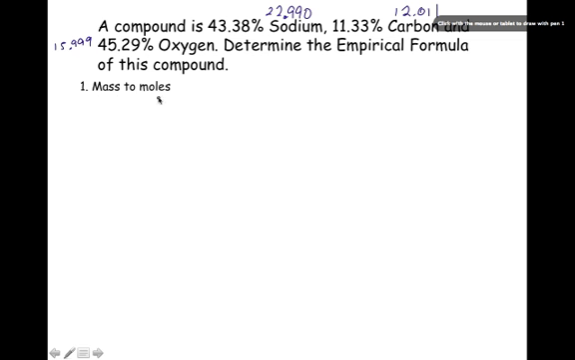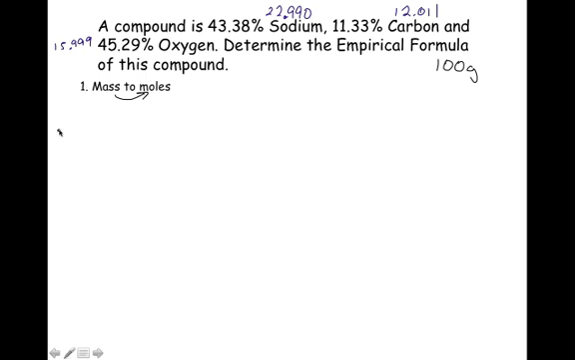All right, so let's do the mass to moles conversion. Now, here's the problem. We have percentages here. How do we convert percent into mass? We're going to make an assumption that we have 100 grams of this compound. If we have 100 grams of it, and it's 11.33% carbon, how many grams of carbon would we have? If it's 100 grams and it's 11.33%, then you're going to have 11.33 grams. So you can very simply convert the percent signs into grams and you have mass. Then you convert your mass to moles in this step.